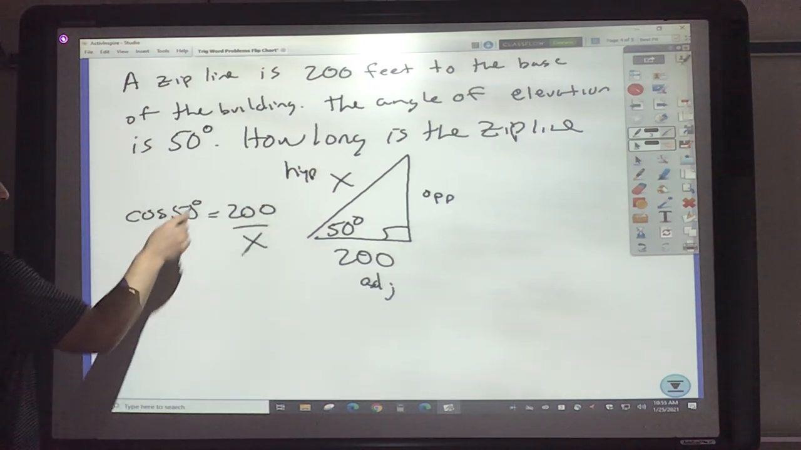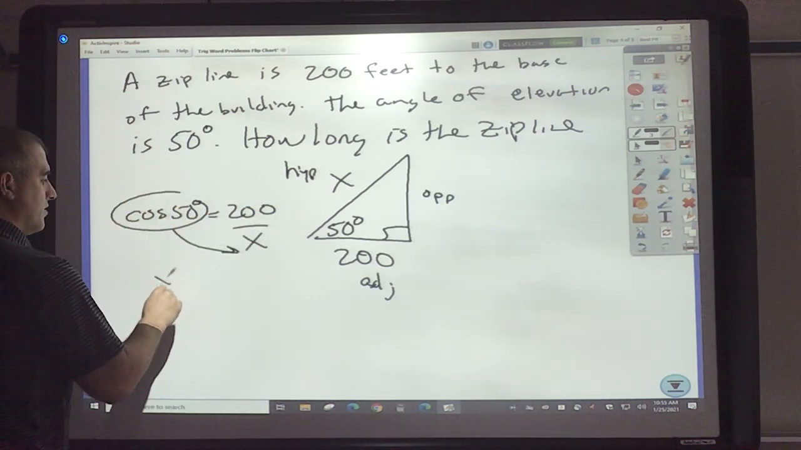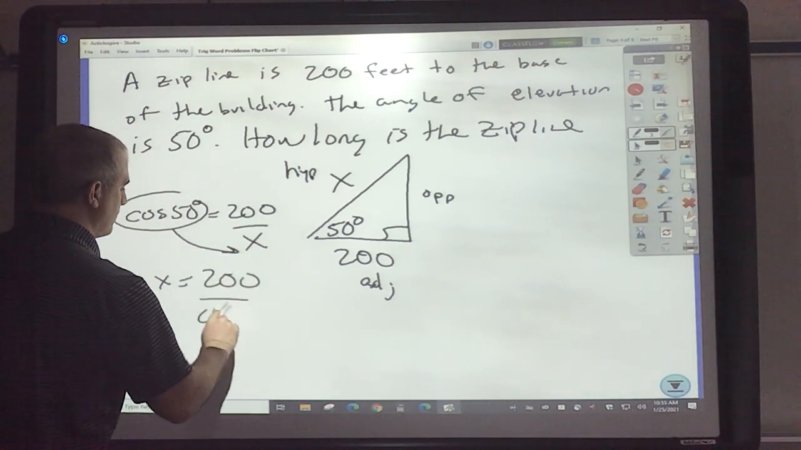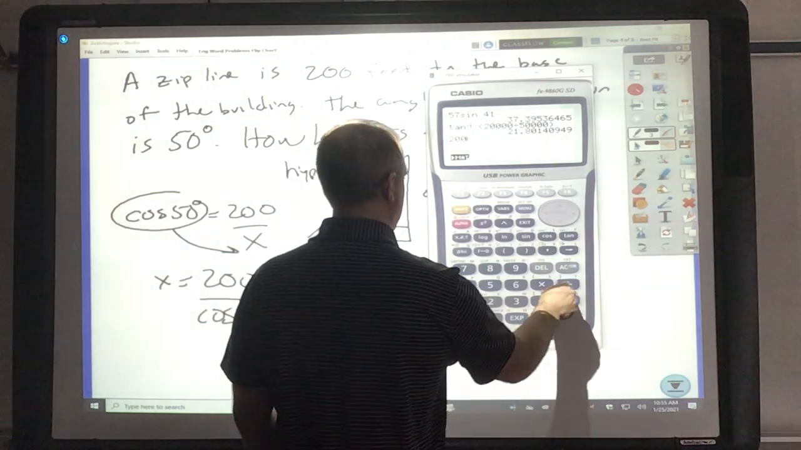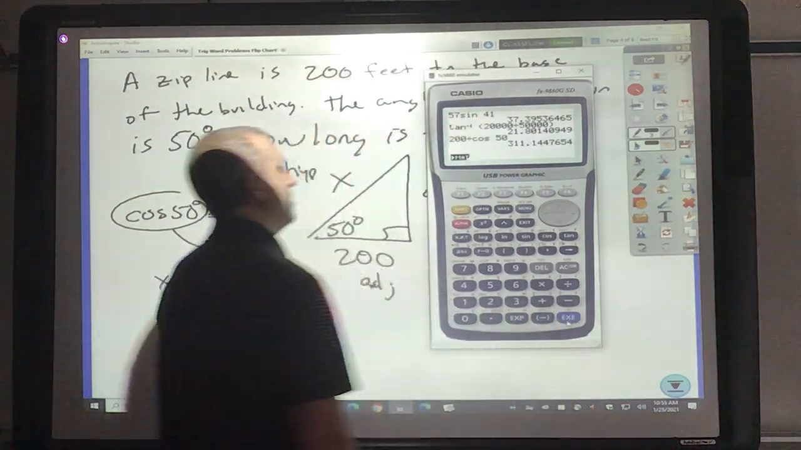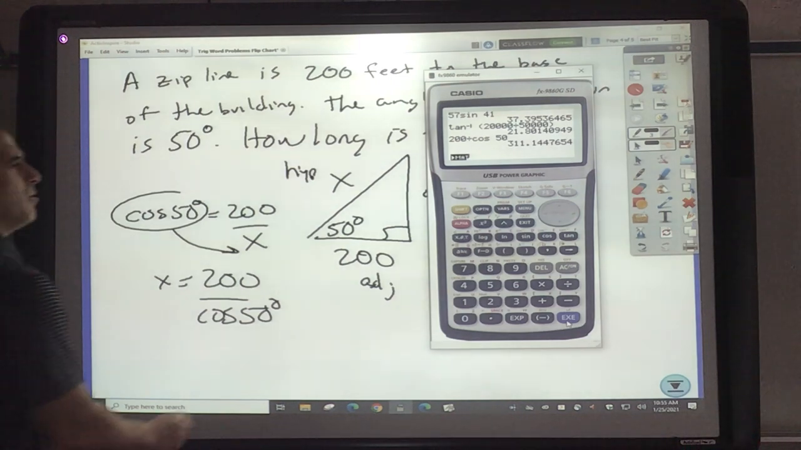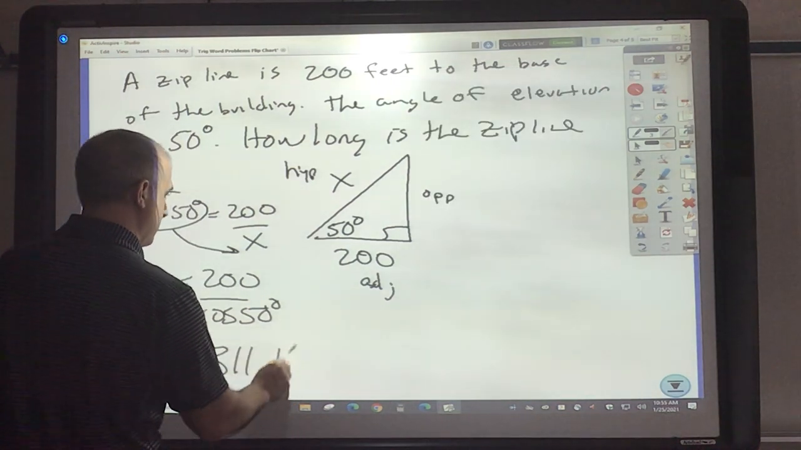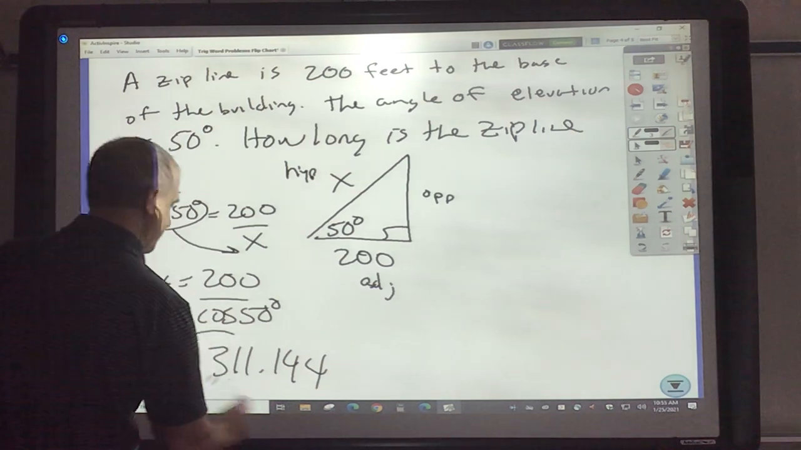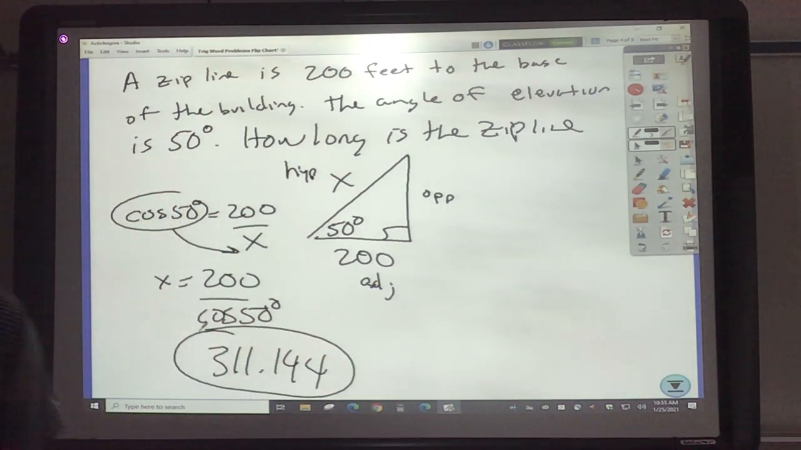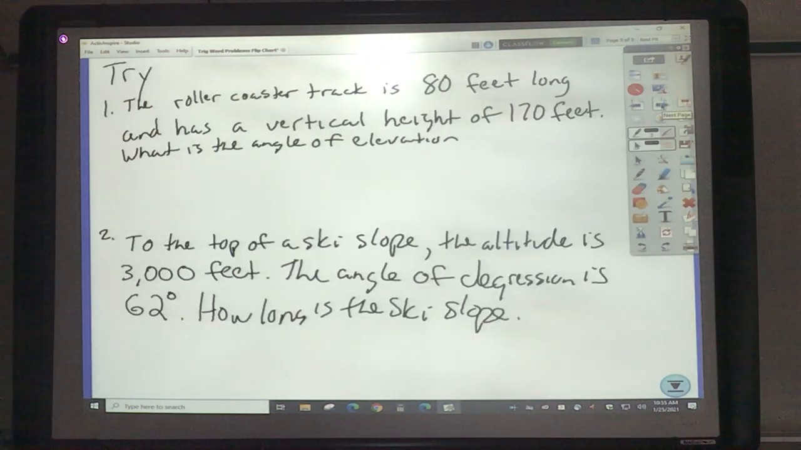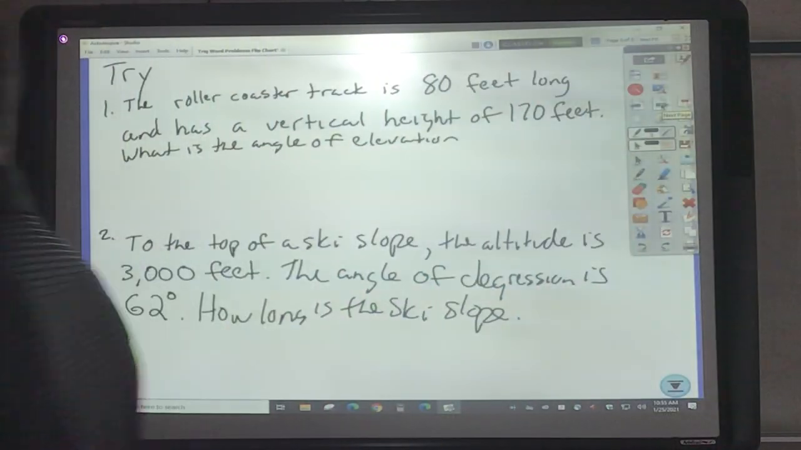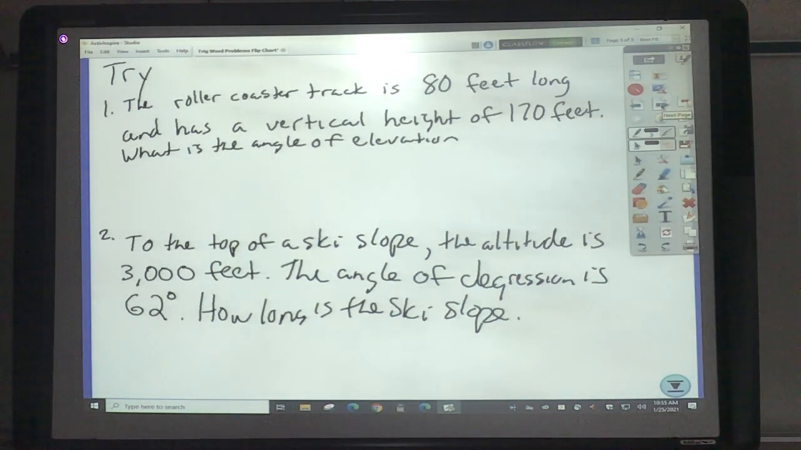Now remember, how do I solve these? This has to move underneath. So I have 200 divided by the cosine of 50, which is 311.144. Long zip line. Very, very basic stuff. I would like you to try these two questions. You can pause your video and work on these, and when you're ready to go over them, unpause.